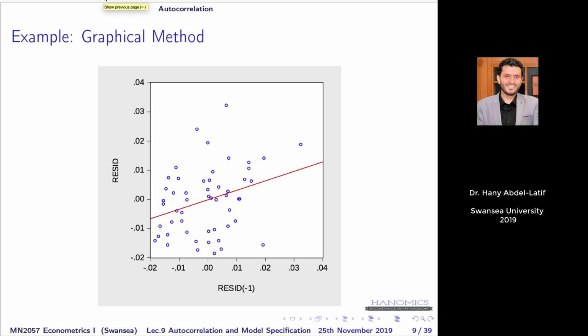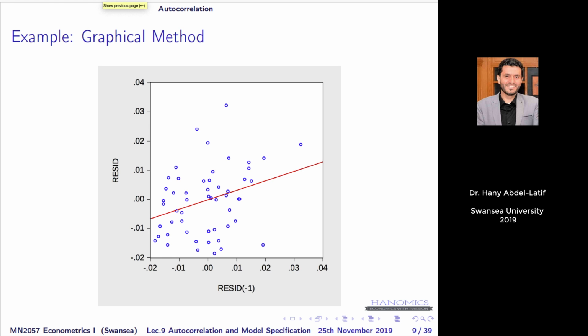So this is not a formal test. This is just a way of visualizing your errors and seeing whether they are correlated or not. You still need to do the test, but the test confirms what we found here. Okay, there's positive autocorrelation, or your errors are positively autocorrelated. Remember, we rejected the null hypothesis. So the null hypothesis is no autocorrelation.